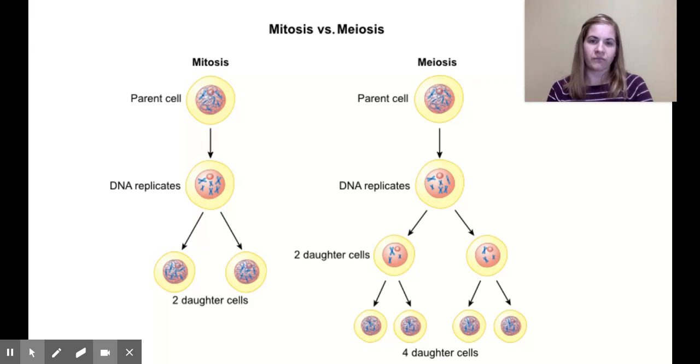Now, if you look at the meiosis side, it starts off similarly. It starts off with your parent cell. The DNA replicates, and it does divide into 2 daughter cells, but the process doesn't end there. It does divide again, but since the daughter cells don't replicate the DNA, the chromosomes actually split. One set goes with one daughter cell, the other set goes with the other daughter cell, making these your haploids. So these 4 daughter cells would be your sperm and your eggs.